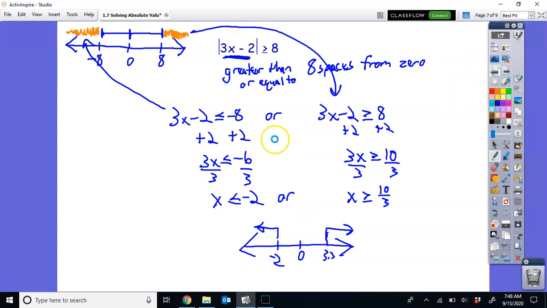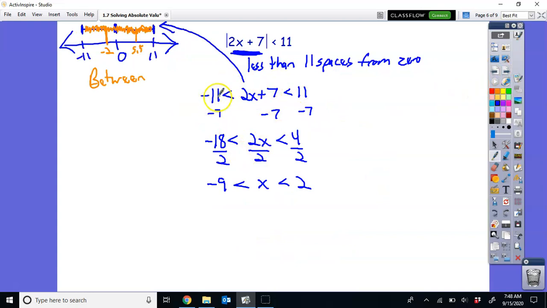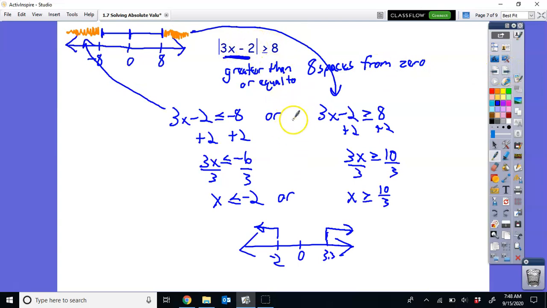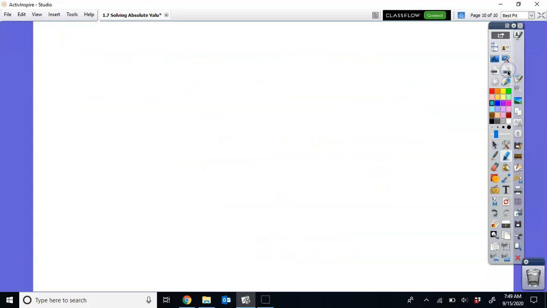So with less than, you set it up in between the two, negative 11 and positive 11. With greater than, you set up an or. Just be careful with this one. Make sure you change that symbol to less than negative 8. That's the one that'll screw you up right there because you're looking at this right here. Remember, distance is greater than 8, but the numbers down here are smaller than negative 8. So just be careful with that. So that is solving absolute value equations and inequalities.